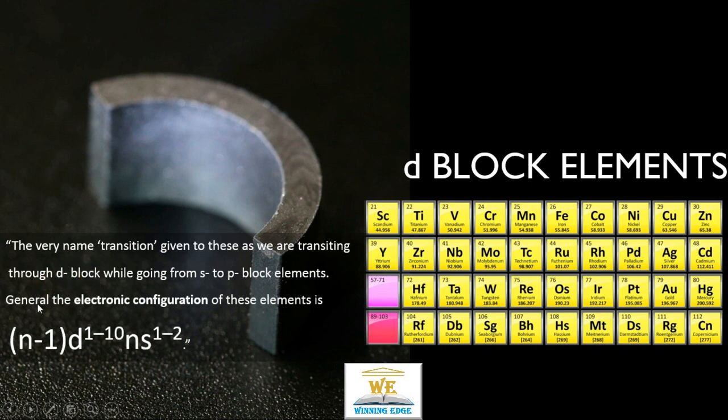The general electronic configuration of these elements is (n-1)d, where n is the principal quantum number. The electronic configuration in the d orbital will vary from 1 to 10, and in the s orbital it varies from 1 to 2. This is the general electronic configuration for D block or transition elements.